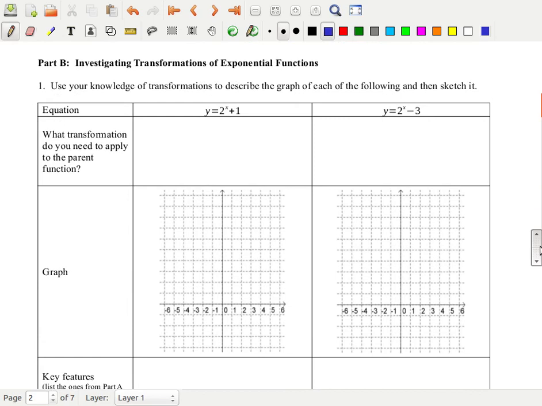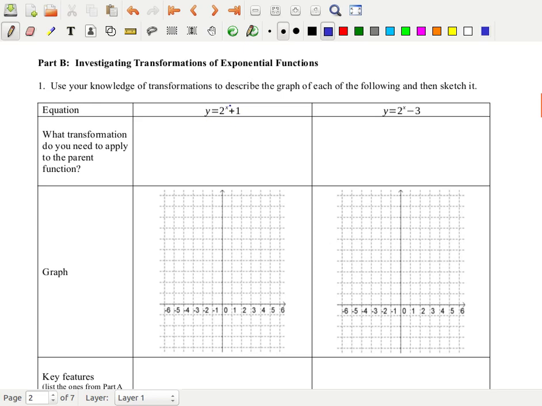Okay, now we're going to get into the real gist of this lesson, which is transformations. Now, transformations is something that we covered in my course in a previous unit, so hopefully if you're taking a look at this, you have some familiarity with transformations. So take a look at what I've got written here, and hopefully that seems somewhat familiar to you. Y equals 2 to the x plus 1.